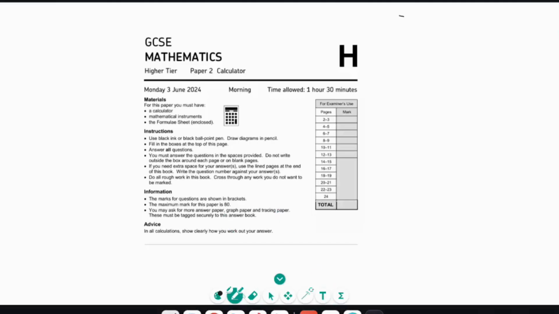This is a walkthrough for this GCSE maths paper. It is AQA at higher level, Paper 2, which is a calculator paper, and yes, from June 2024.